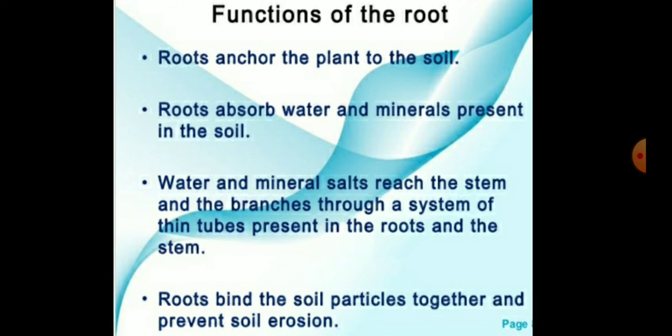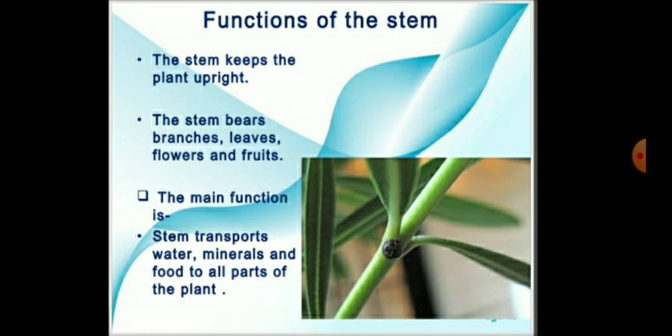And the function of the roots: the main function of the root is to anchor the plant to the soil, and roots absorb the water and minerals present in the soil. The water and the mineral salts reach the stem and the branches through the system of thin tubes present in the roots and the stem. The roots bind the soil particles together and prevent the soil erosion.